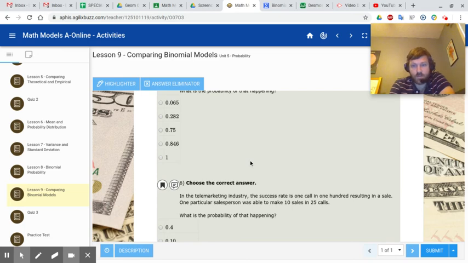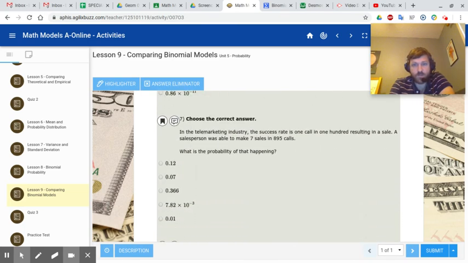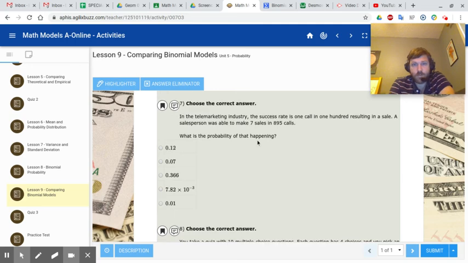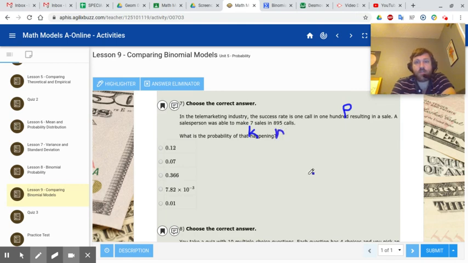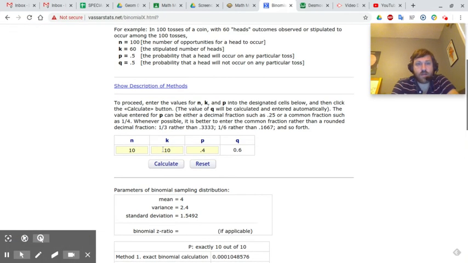Let me just look down here. Yeah, I mean, let's just talk through this one as a random other example. So we have in the telemarketing industry, the success rate is 1 call in 100 resulting in a sale. So that's our P, 1 out of 100. A salesperson was able to make 7 sales, K, in 895 calls. That's my N. So we have all our values. We have 895 for N, 7 for K. Let's go ahead and do that next.